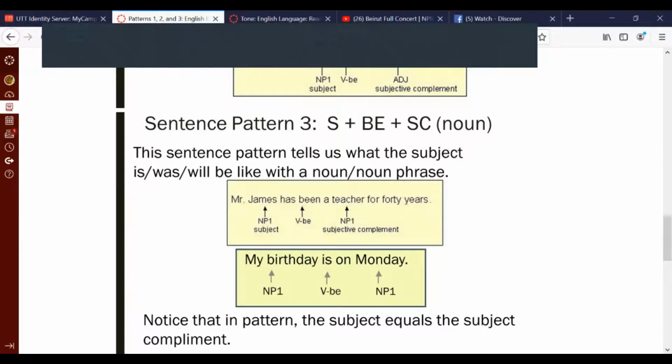It becomes even more of an equation when we're using nouns to describe nouns, right? So we're replacing one noun with the next. So Mr. James has been a teacher. So Mr. James equals teacher. My birthday is on Monday, so birthday equals Monday.